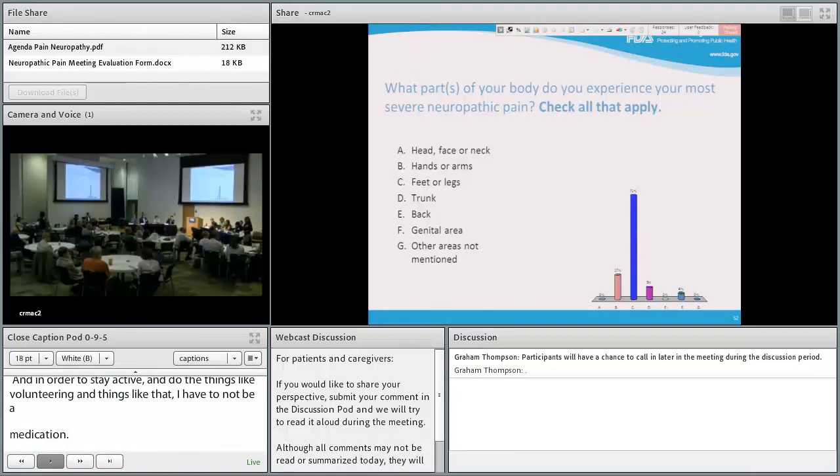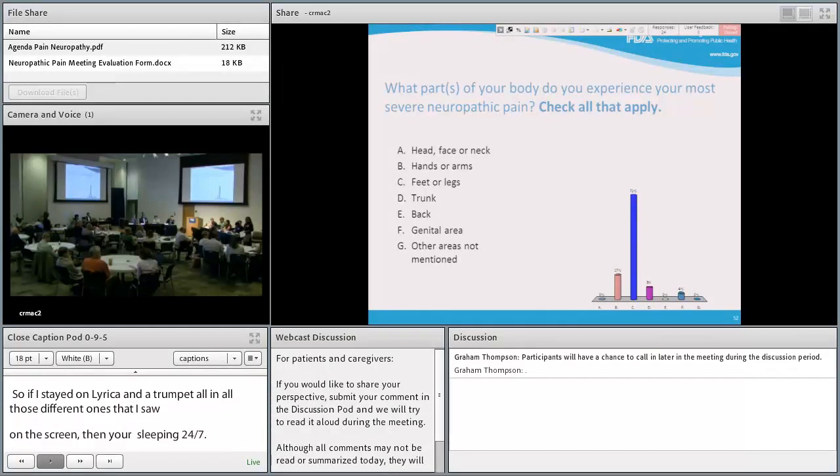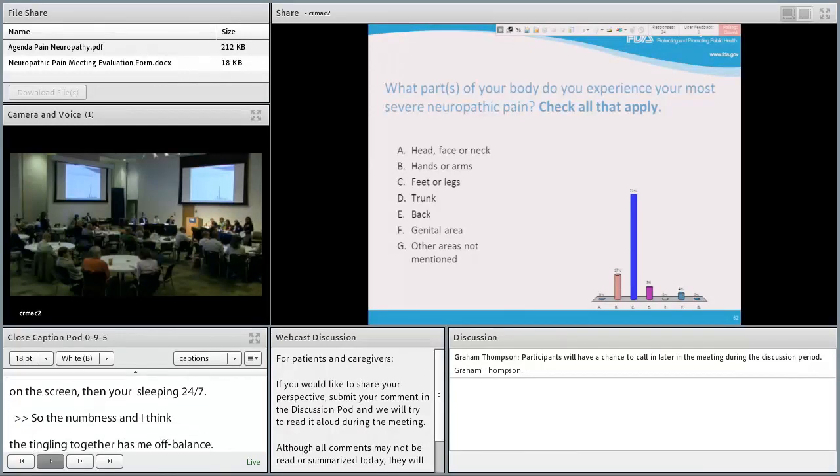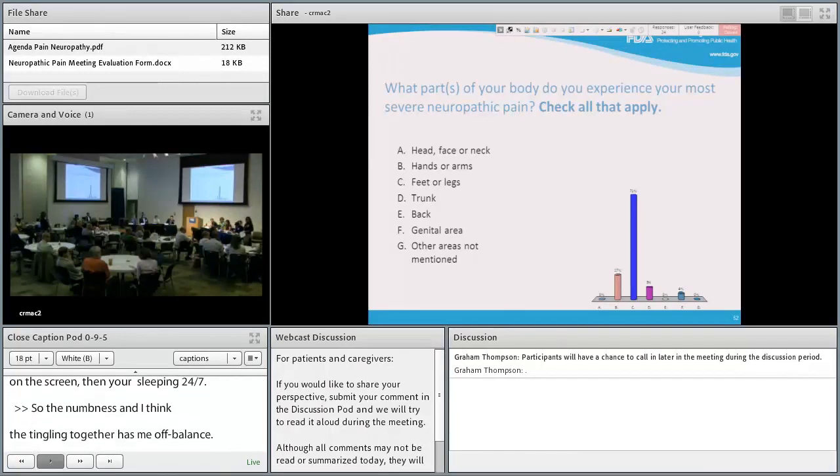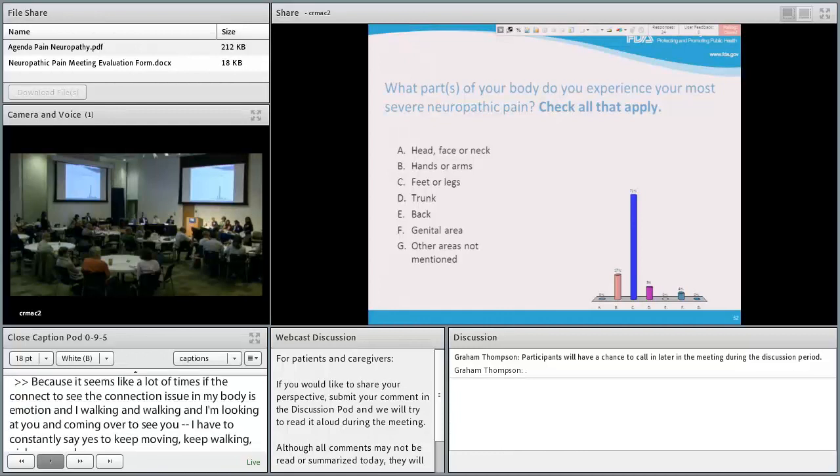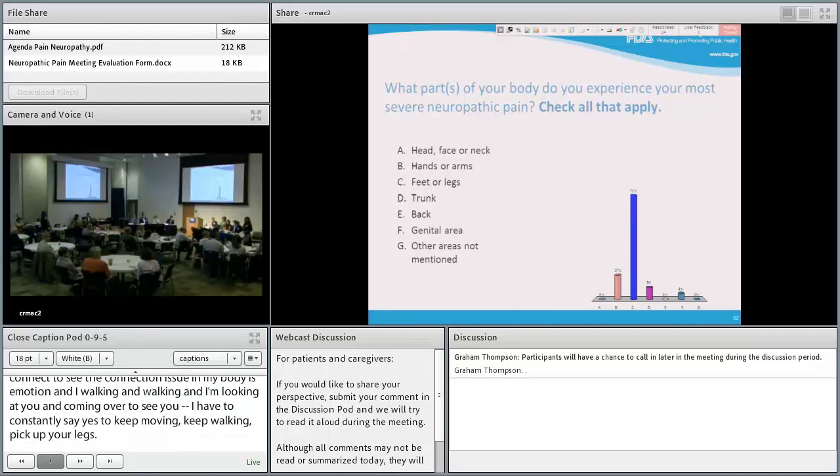So the numbness and I think the tingling together has me off balance. Because it seems like a lot of times it's a connection issue when my body's in motion and I'm walking and I'm looking at you and I'm coming over to see you. I have to constantly say, keep moving, keep walking, pick up your legs, go shake hands. But if I look to the left, I just stumble.